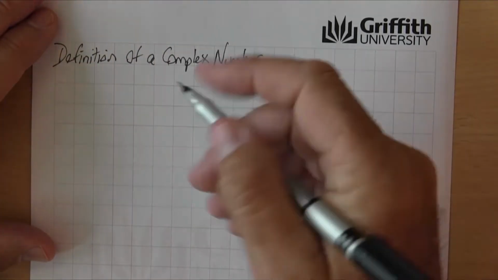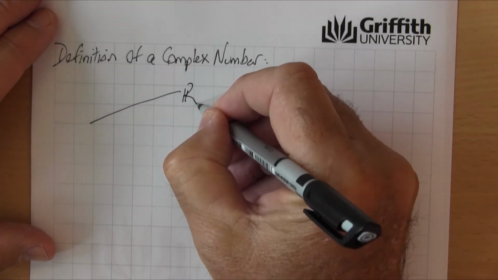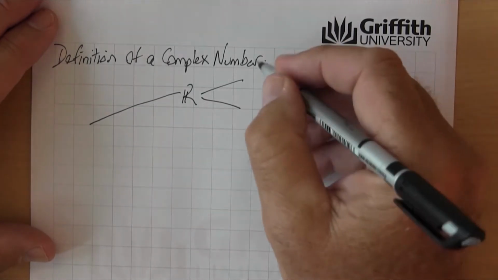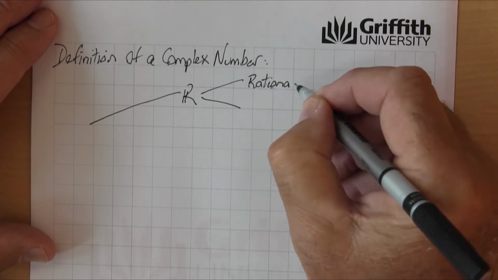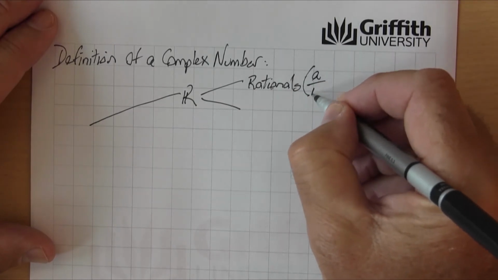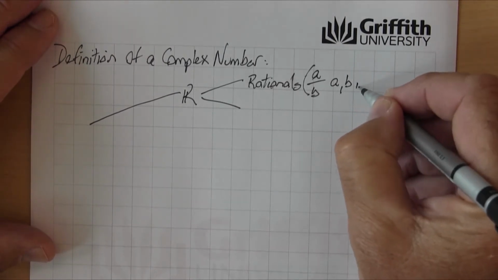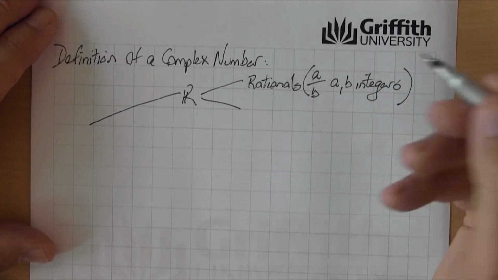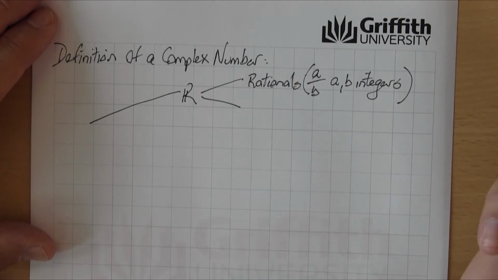Up until now, our mathematics has evolved very much around the real number system. The real number system consists of two major families, and they are the rationals. The rational numbers are all numbers that can be expressed as the ratio of two integers, and so a and b here have to be two integers. So even the number 5 is a rational number because it can be expressed as a ratio of 5/1.